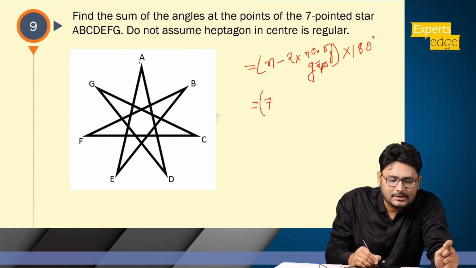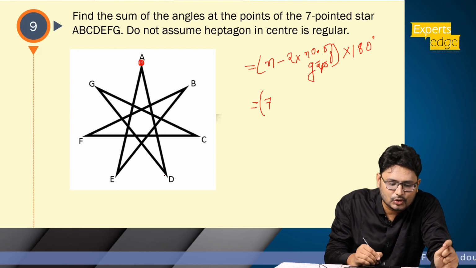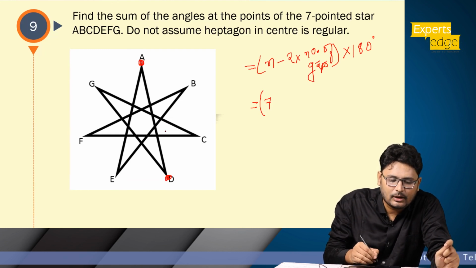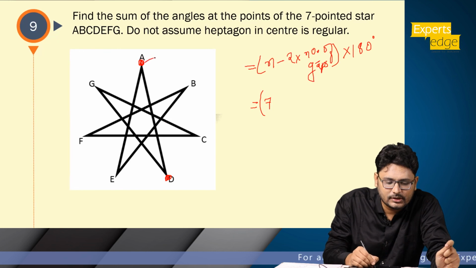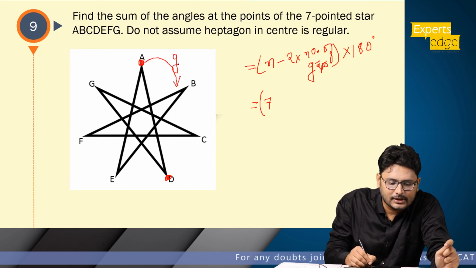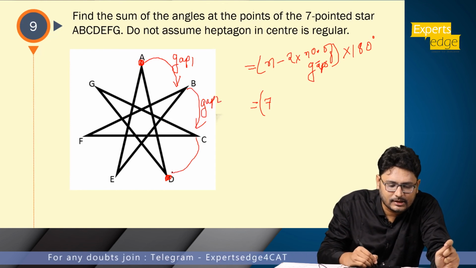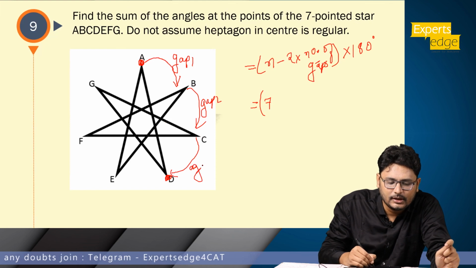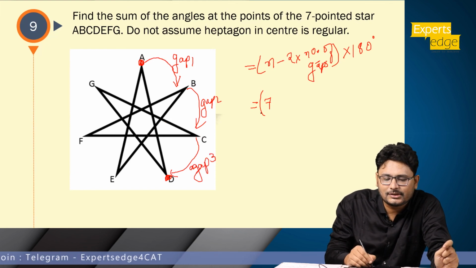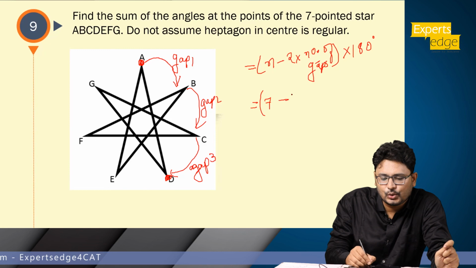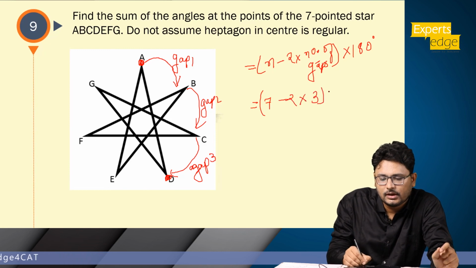7 minus. Let's see gap. Let's say A. A से मैं कहाँ जाऊँगा straight? A से straight मैं पहुँचूँगा D पे, right? See how many jump I need to go to D. एक gap, एक jump लेना पड़ेगा मुझे. This is gap 1. B to C another gap 2. And C to D, this is another gap 3, right? So I need to take 3 jumps, or the number of gaps are 3. So 7 minus 2 into 3, 180 degree.